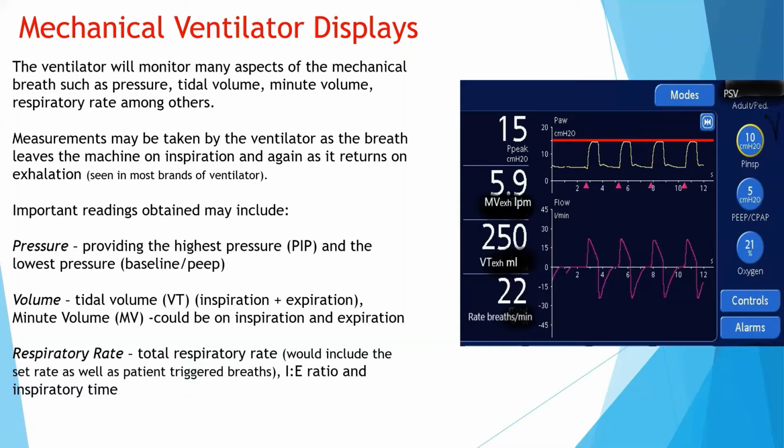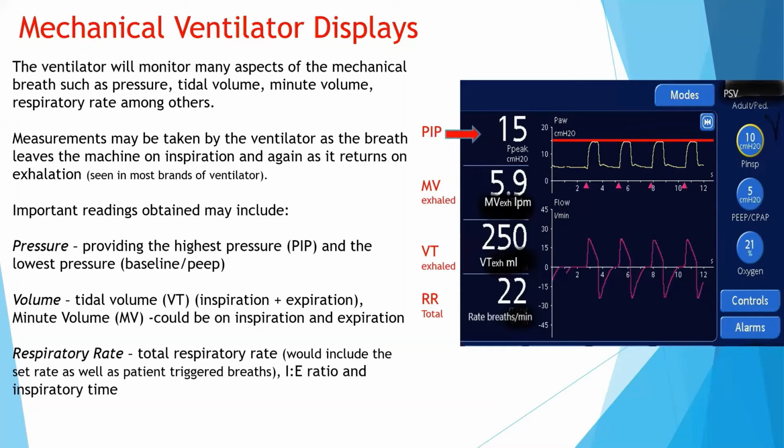Respiratory rate will be monitored, and this is always the total rate. It would include the rate that is set on the ventilator as well as the rate that's triggered by the patient. IE ratio may be monitored, inspiratory time may be monitored as well.